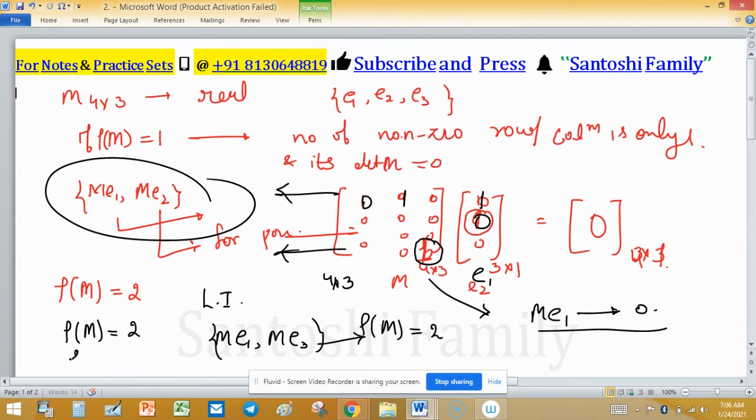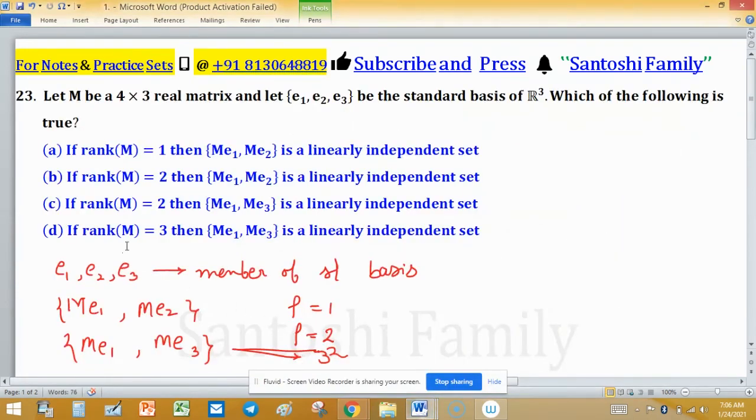When the rank of M is 3, then this set will be linearly independent, because the other options we already discarded. We discard this one, this one, this one also, so it will be the right choice. So option D is the correct answer.